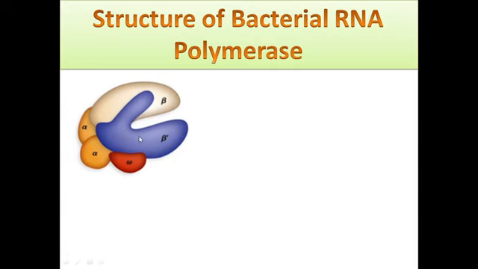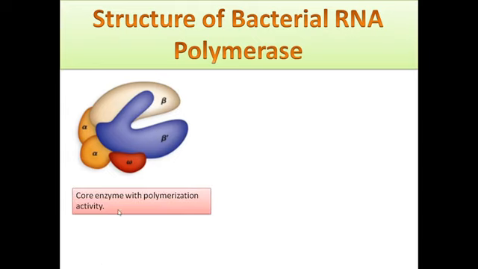As such, it is not able to recognize where to start the RNA synthesis. This core enzyme just has the polymerization property, that is, it's able to join the ribonucleotides, and this assembly we call the core enzyme with polymerization activity. Now, where exactly to start the transcription? It requires another subunit which we call sigma factor.